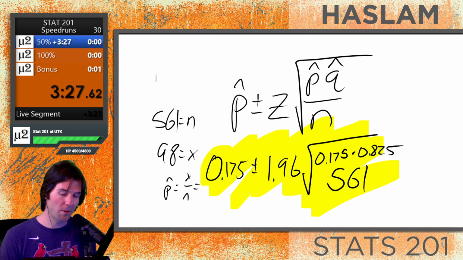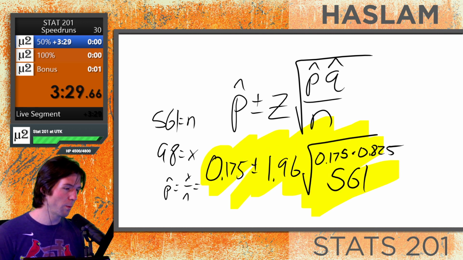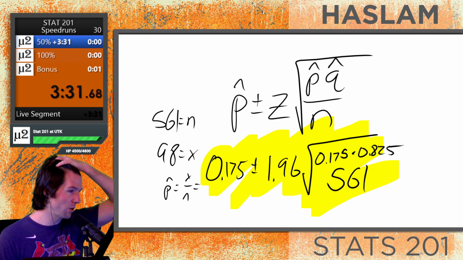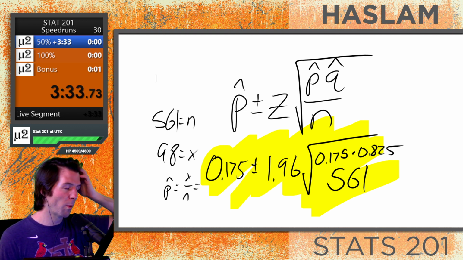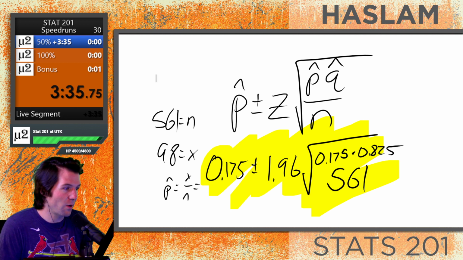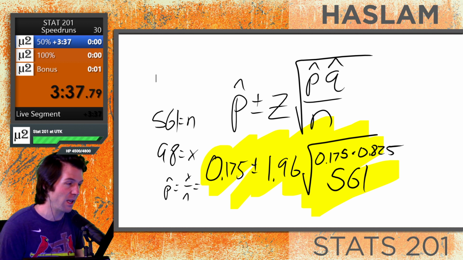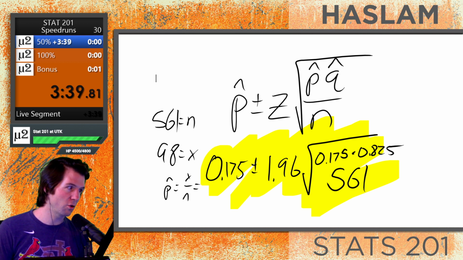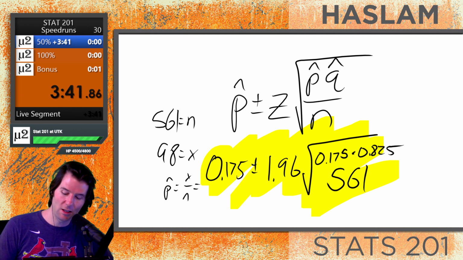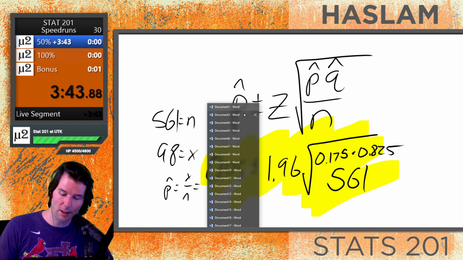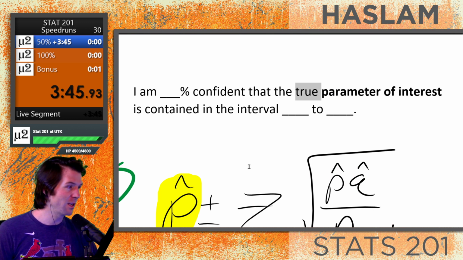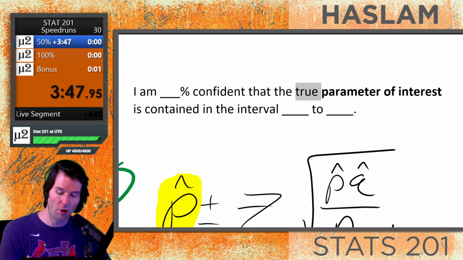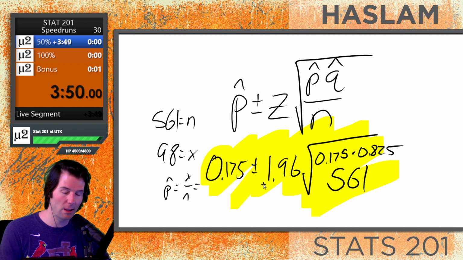Also, we should be able to interpret this. I am blank % confident that the true proportion of accidents that have a teenager at the wheel is contained in the interval blank to blank. Make sure to know how to interpret it. It's always good to interpret your interval after you create it.